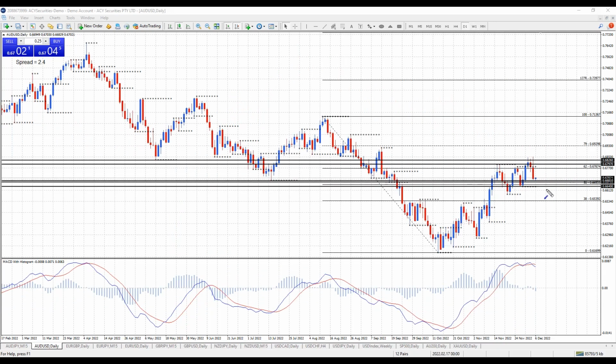Alright traders, onto the day chart. Now it's a little bit busy here, but I've put in my support and resistance for the day chart. Resistance up here at 67.97, and day support's down here at 66.40.